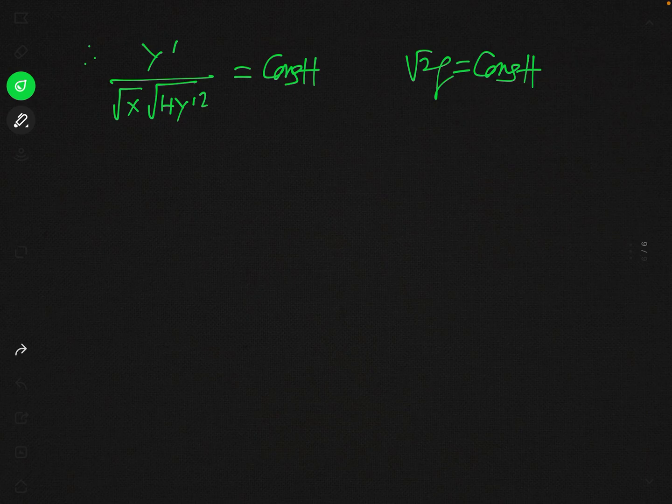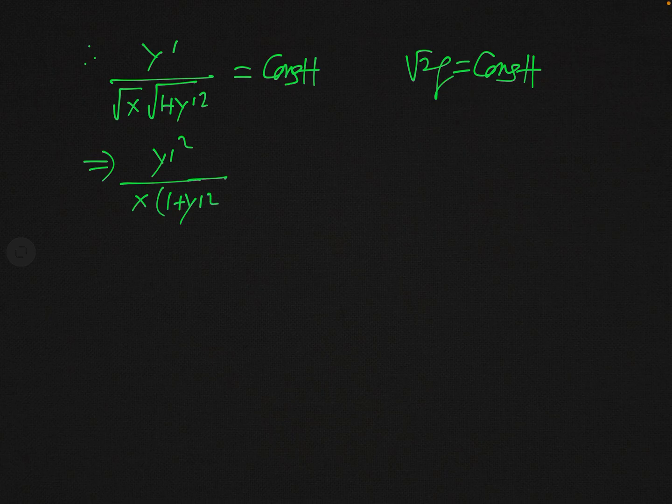Now let us square this equation both sides and say this will be y prime square over x times (1 plus y prime square), and this will be equal to some another constant. Let us say this constant is c.